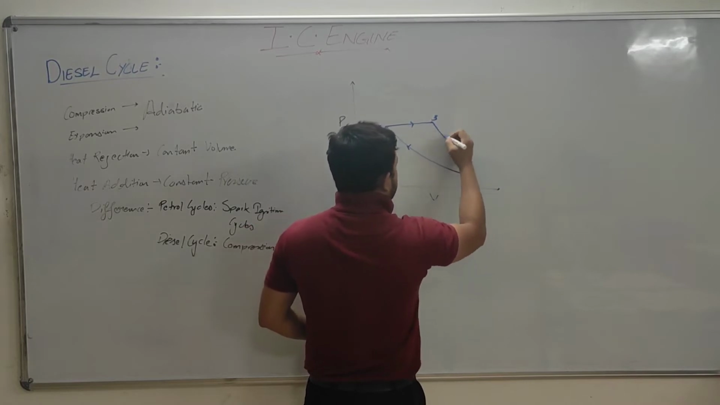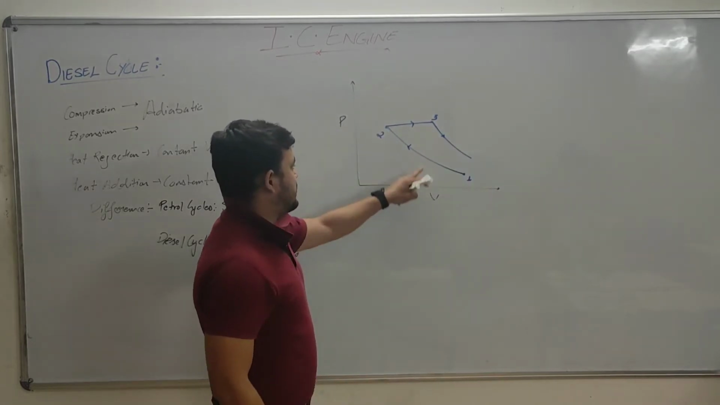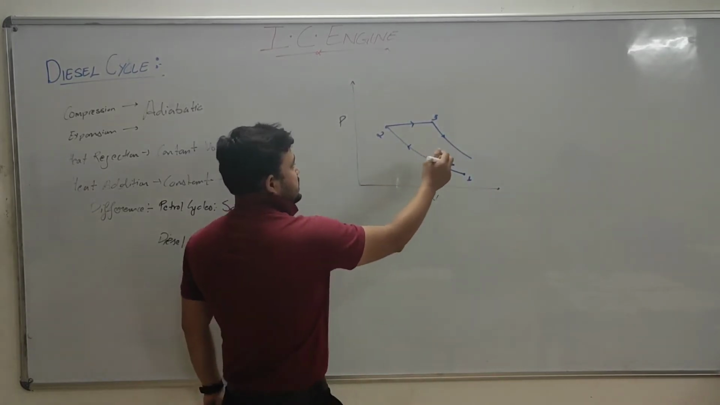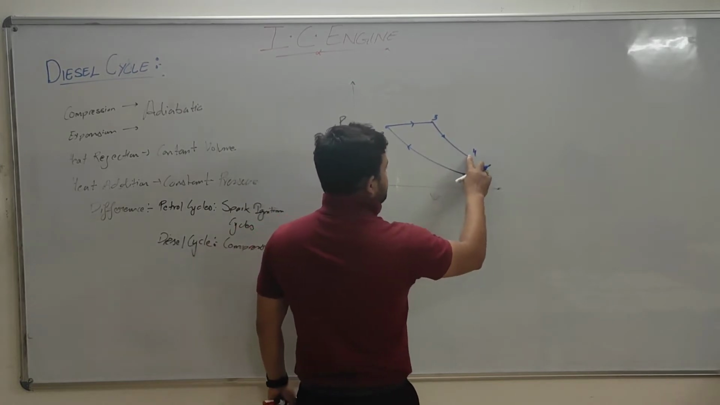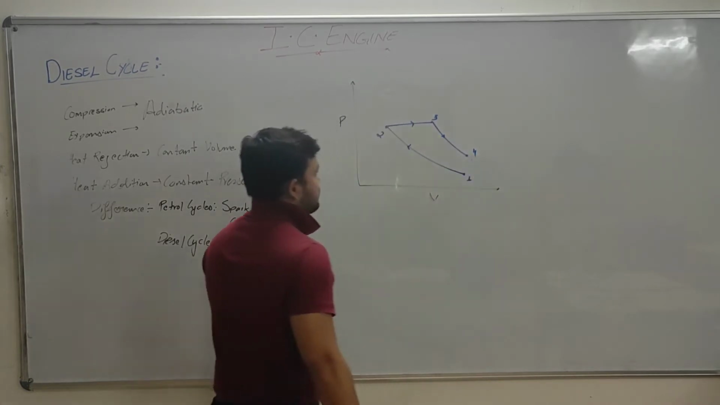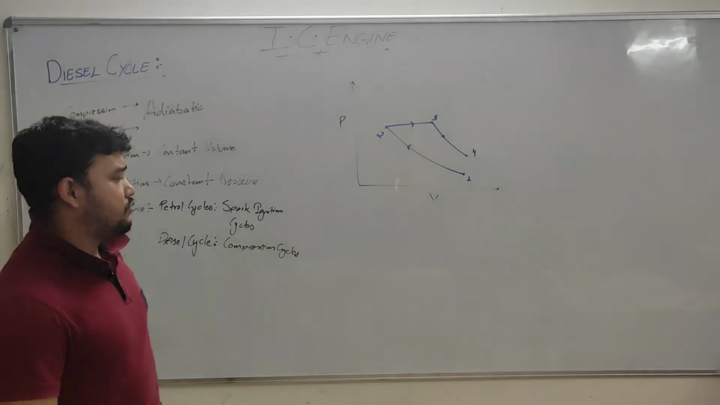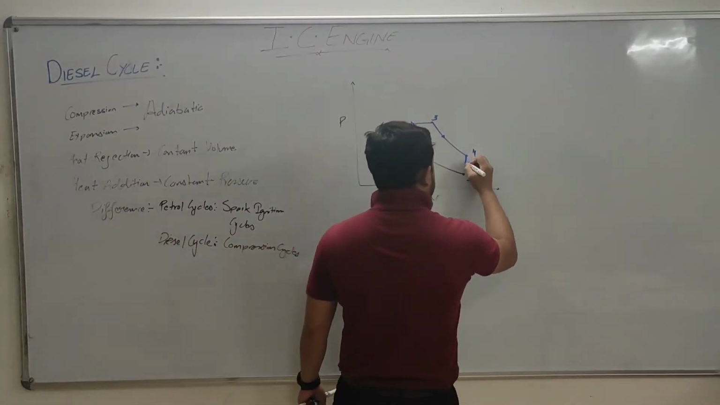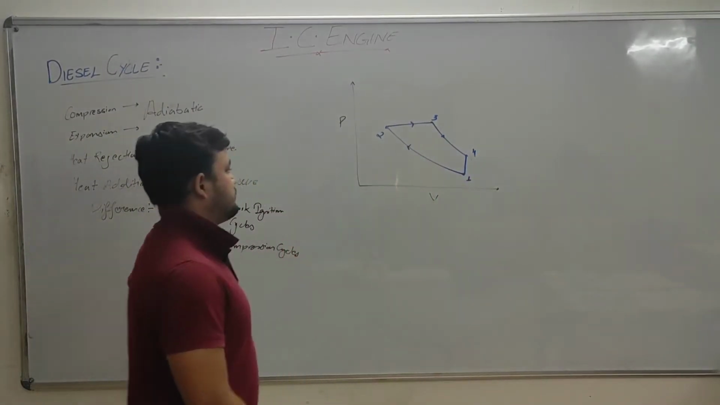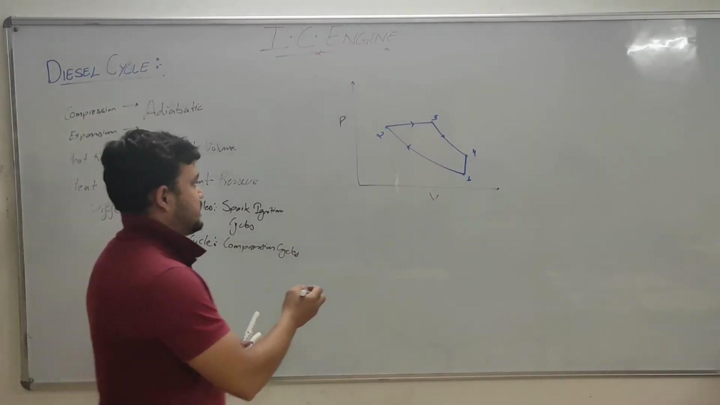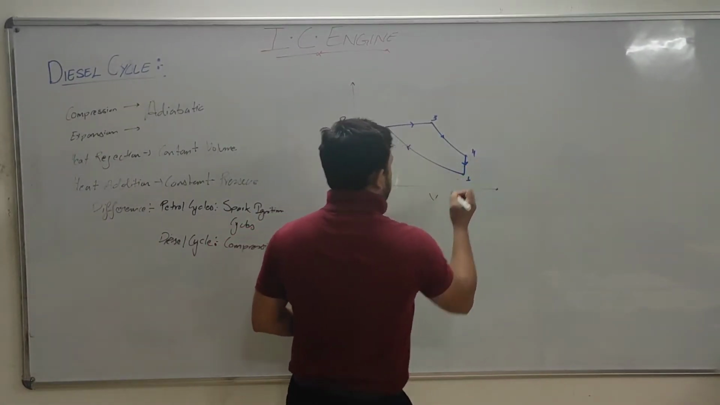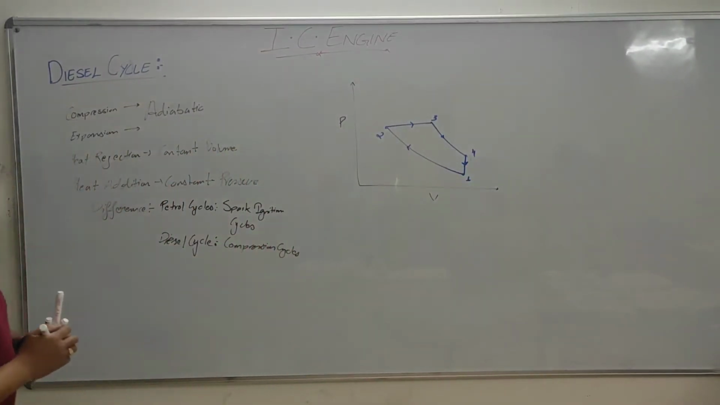It will follow the same curve like this. 3 to 4, adiabatic expansion will take place, and now 4 to 1, heat rejection takes place at constant volume. So these are the 4 basic processes of the diesel cycle.